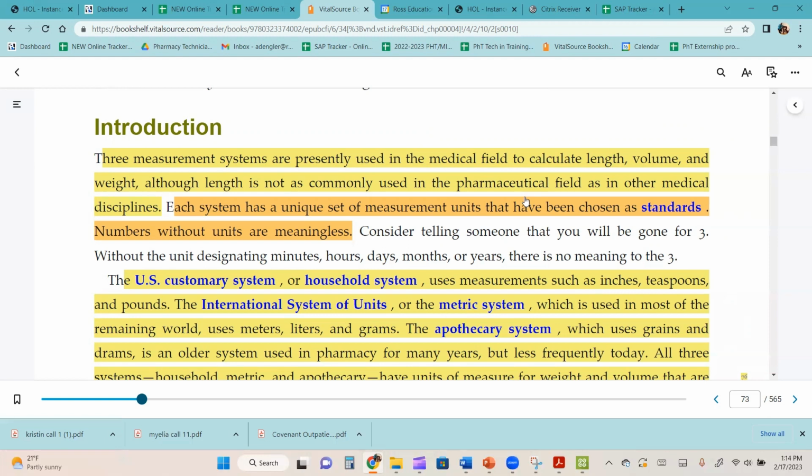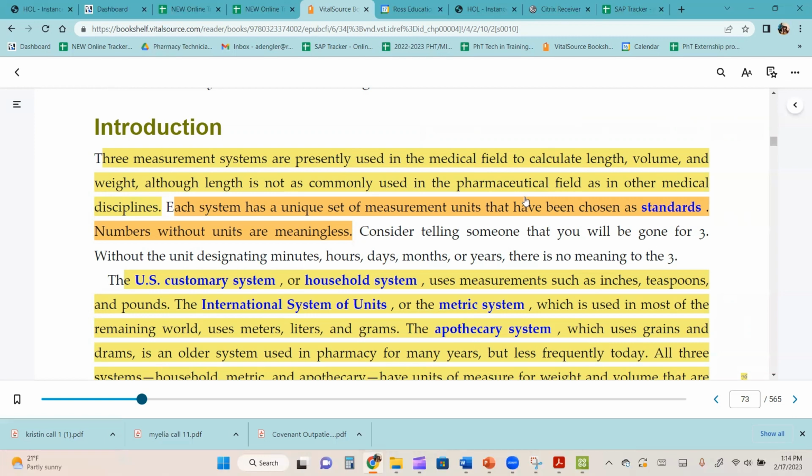Numbers without units are meaningless. So that right there is a very important statement in pharmacy. So when we are doing our answers, we want to make sure we're always putting units. Without units, we have no idea what you're talking about, what you're ordering, what you're filling, anything like that.